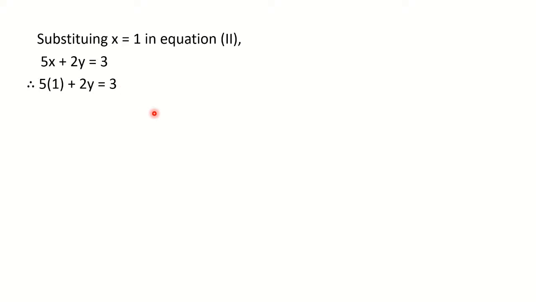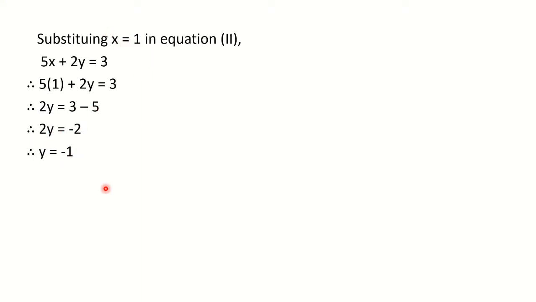Therefore 2y is equal to 3 minus 5. This plus 5 will become minus when you shift it to the right hand side. And from that we will get 2y is equal to minus 2. See, 3 minus 5. 5 is bigger and the sign of 5 is minus. Therefore here the answer is minus 2. So 2y is equal to minus 2. And therefore y is equal to minus 2 divided by 2, that is minus 1. So we got both the values, x is equal to 1 and y is equal to minus 1.